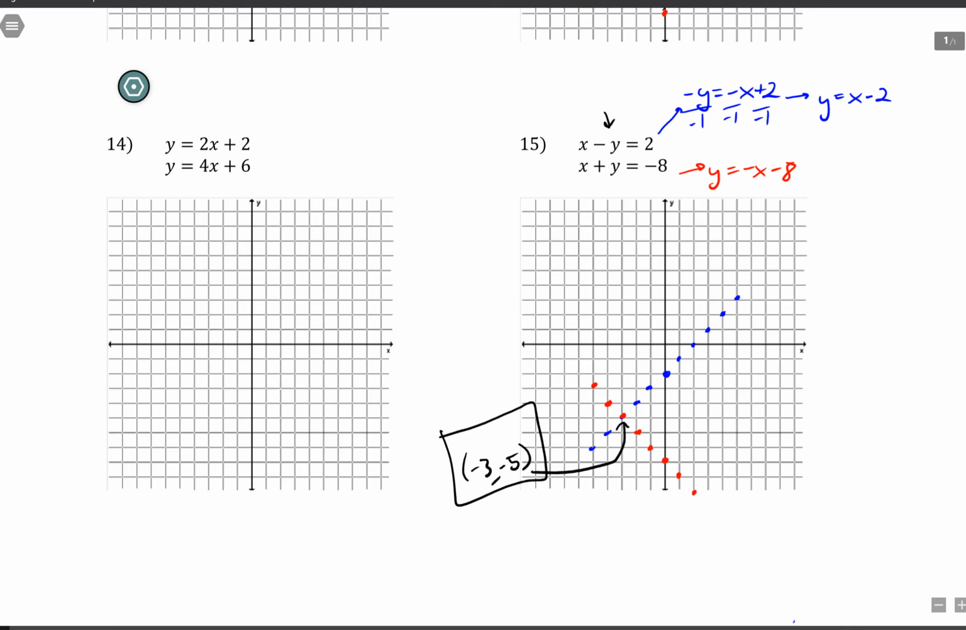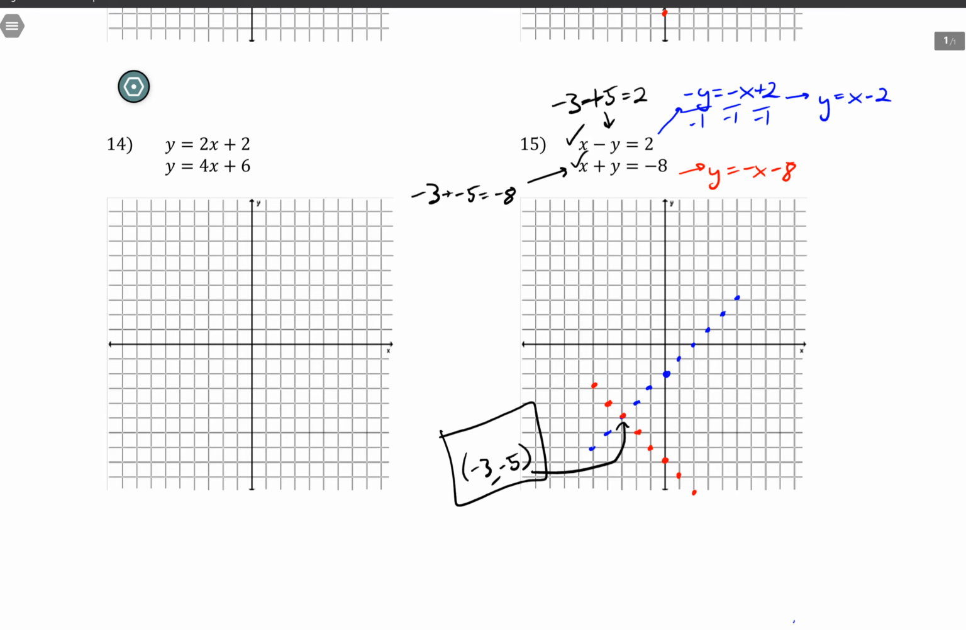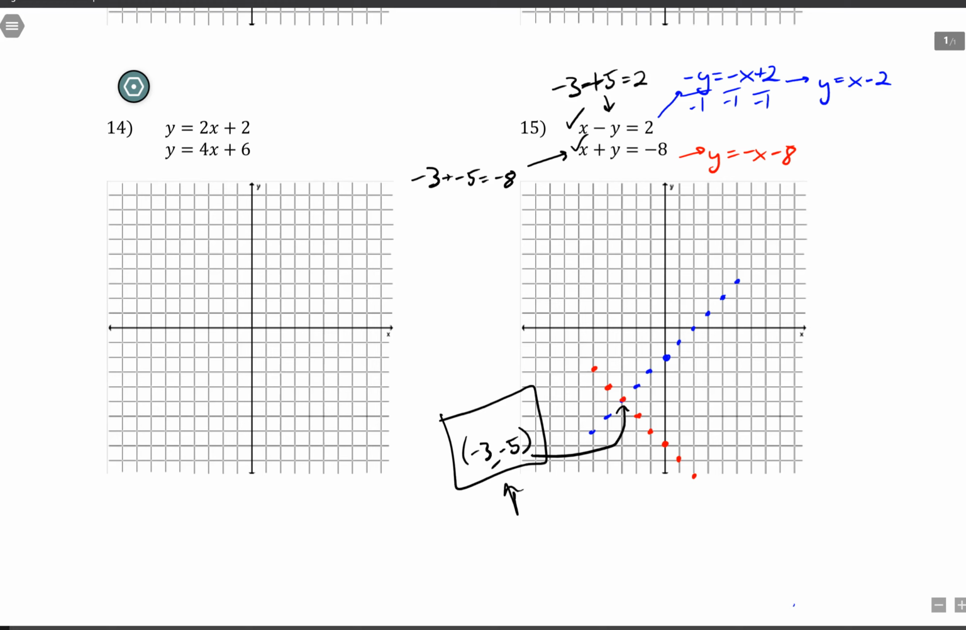Plugging it into this equation, is -3 minus -5 equal to 2? Well, yeah, because the double negative becomes positive. -3 plus 5 is equal to 2. So this first equation is good to go. Second equation, is -3 plus -5 equal to -8? And yeah, it obviously is. So this equation is also true. So systems of equations, I'm looking for the xy pair that is the intersection. And since it's the intersection, it will make both equations true.